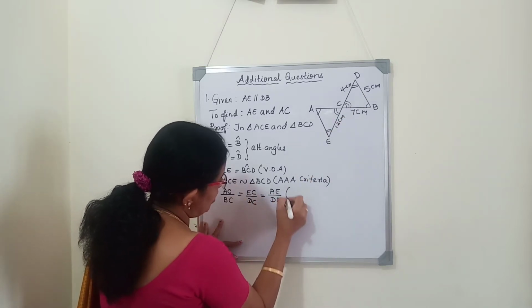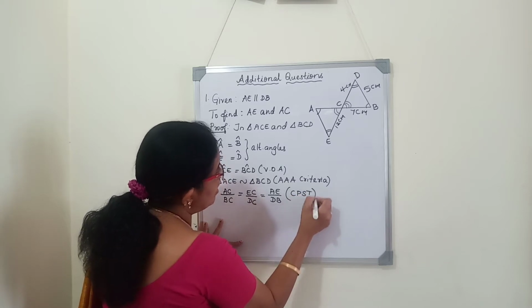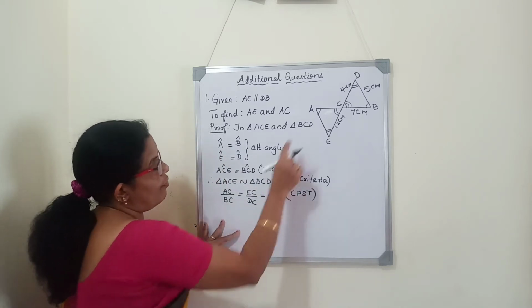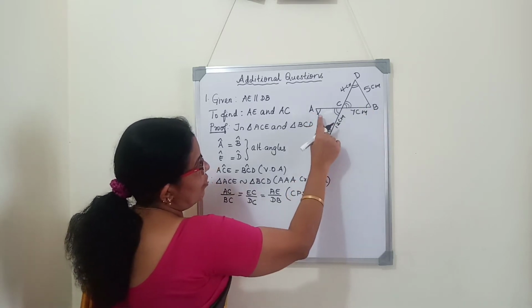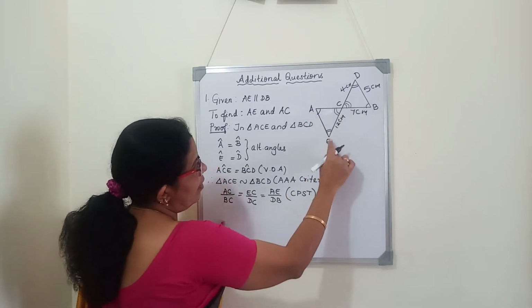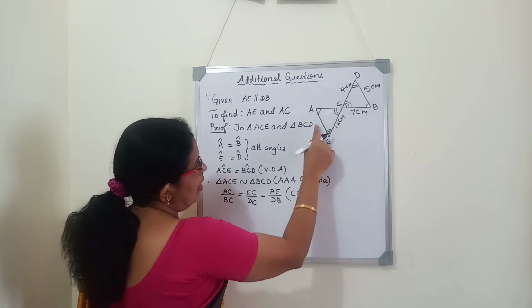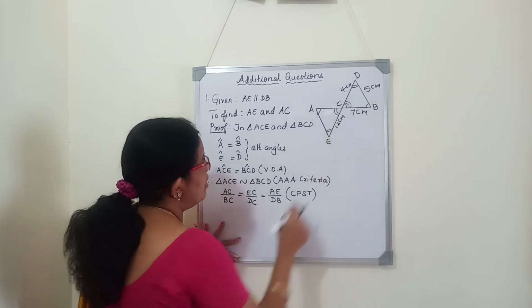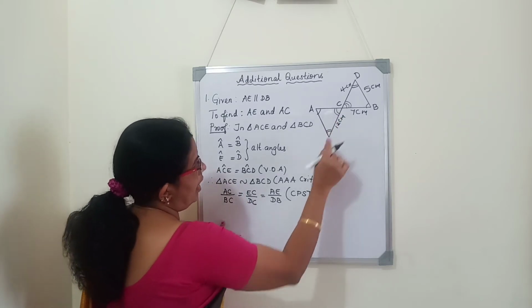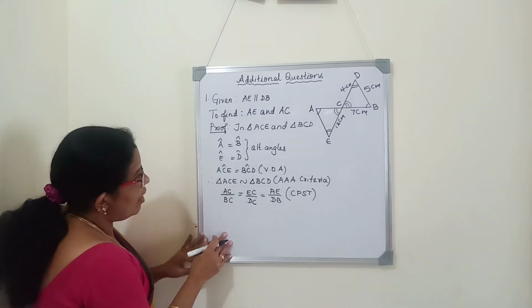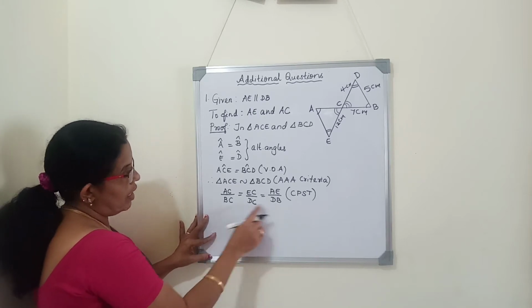So while writing this is CPST, while writing the ratio of the sides, be very careful. Starting from angle A is equal to angle B we told. So AC by BC, then EC by DC, then the third side AE by DB. If you are confused, you can draw a separate diagram and write the ratio of the sides. Now, triangles are similar. Ratio we had written.